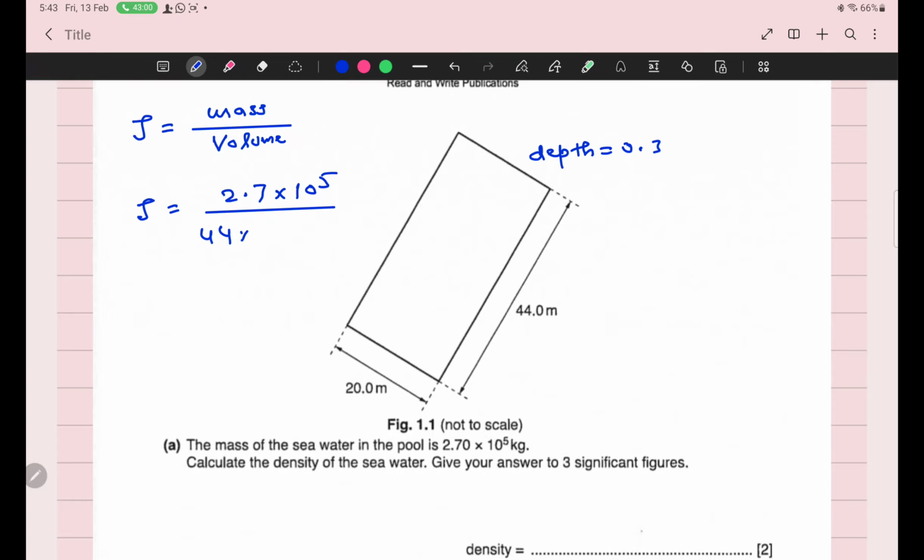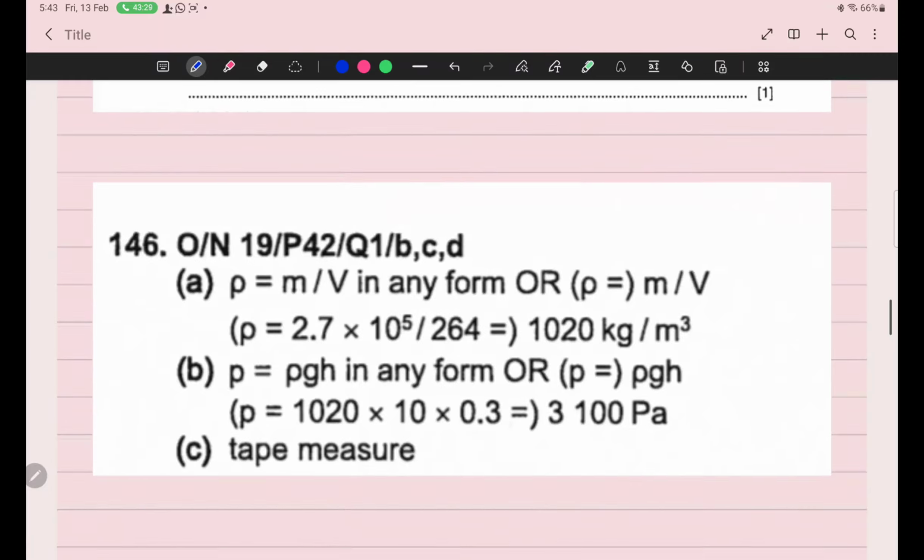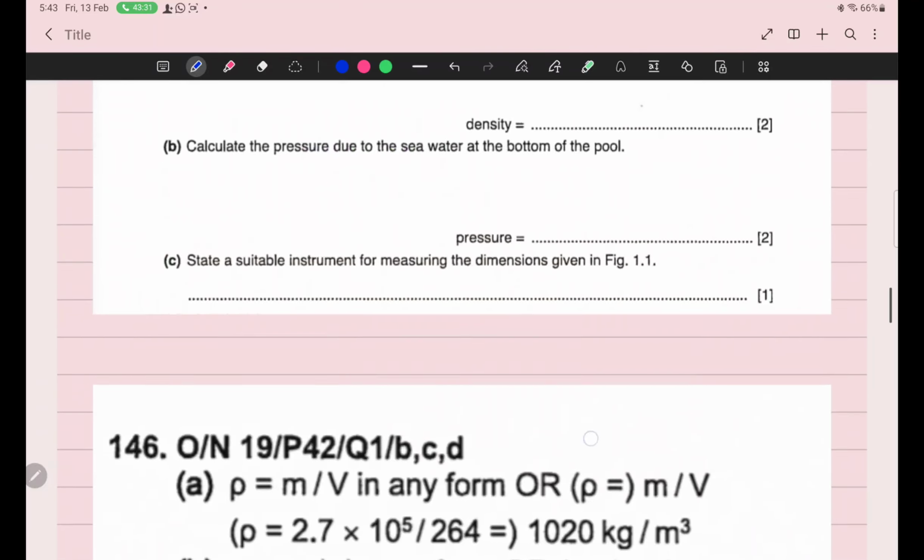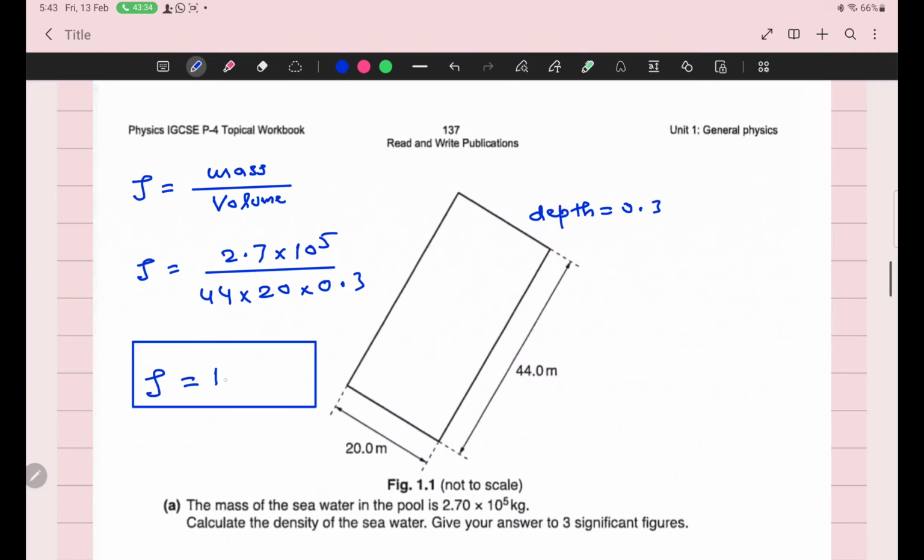It is area. And I am asking you volume. And volume is length into breadth into depth. Okay. And as I told you, the depth is 0.3. It is 0.3. So length into breadth into depth, it will give you volume, and mass divided by volume will give you density. And the density should be 1020. If you calculate from calculator, then the answer is 1020.